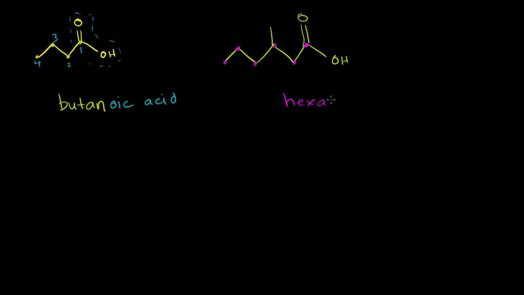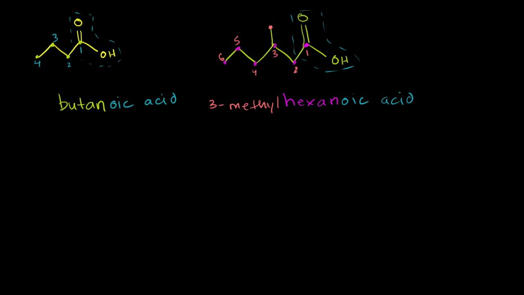And it's clearly not just a hexane. It's a hexanoic acid. It has this carboxyl group right here. This is hexanoic acid. And we're not done because we still have this methyl carbon right over here. We always want to start numbering at this carbonyl carbon. 1, 2, 3, 4, 5, 6. It is at the number 3 carbon. So this is 3-methylhexanoic acid.